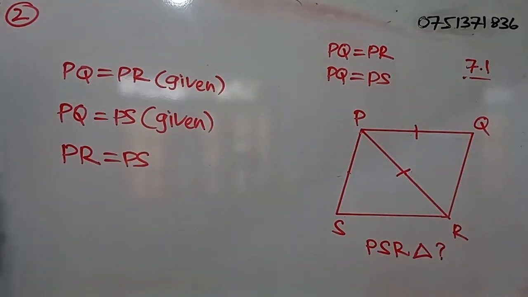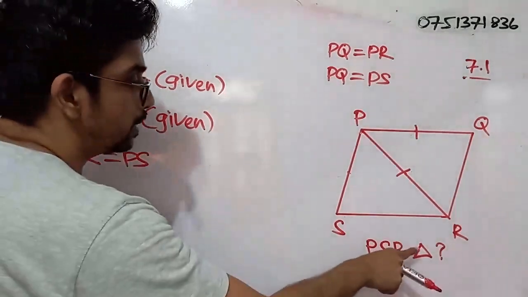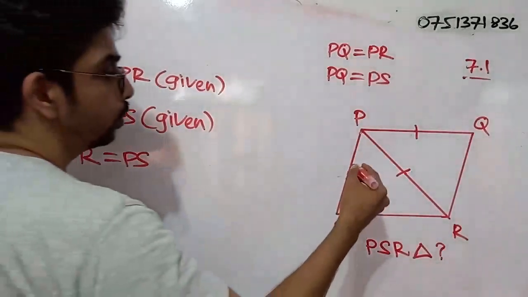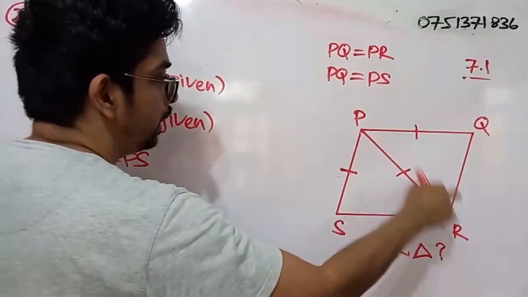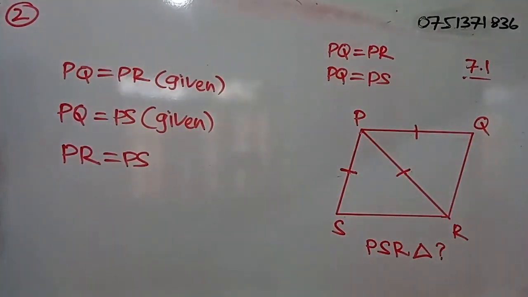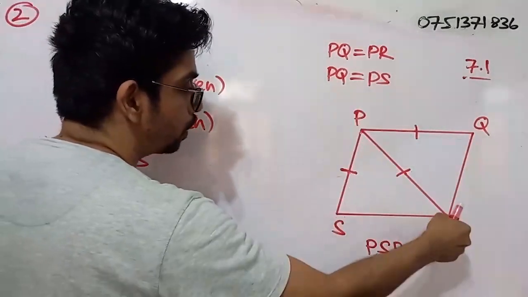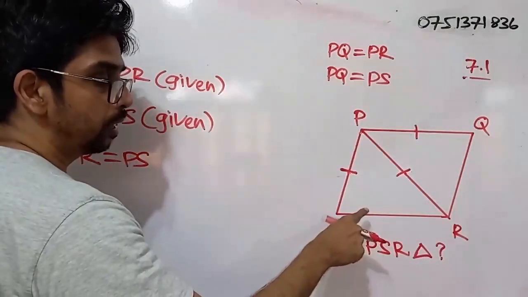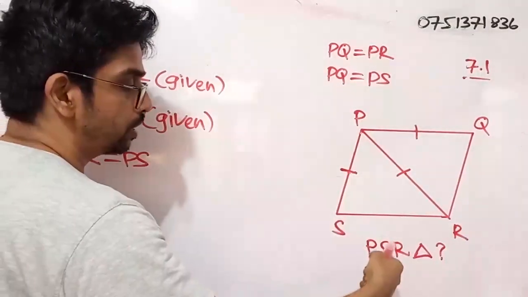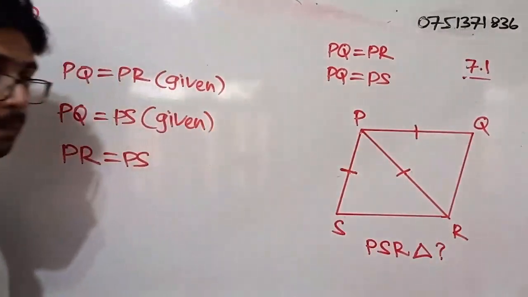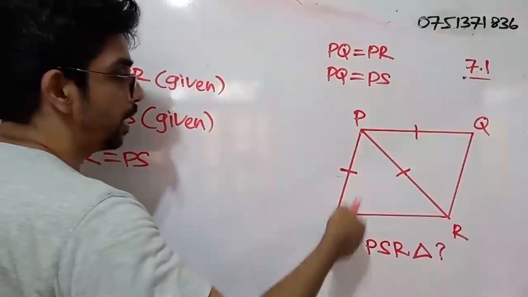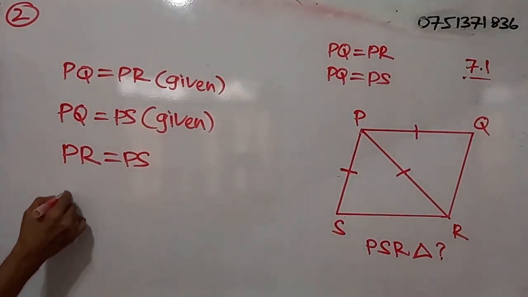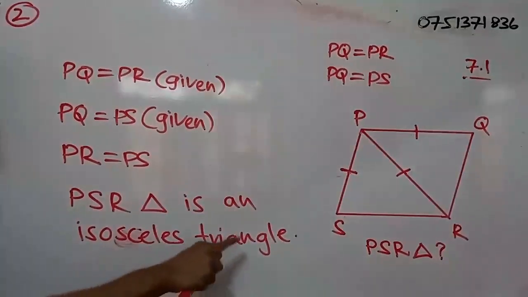That is obvious, right? So, in the triangle PSR, we have the sides PS and PR. So, now we can say these three sides are equal in length. So, at the moment, we have to focus on this triangle PSR. In the question they are asking what type of a triangle PSR is. So, in this triangle, two sides are equal in length. Therefore, PSR is an isosceles triangle.